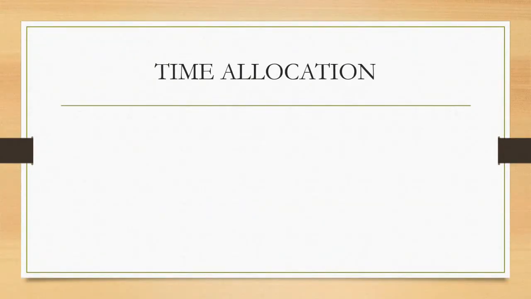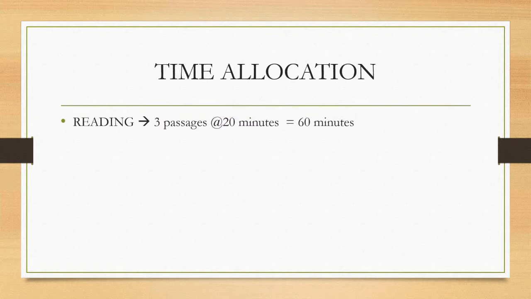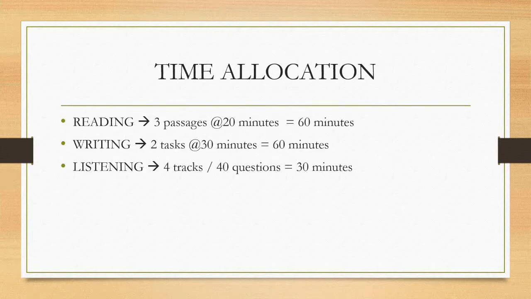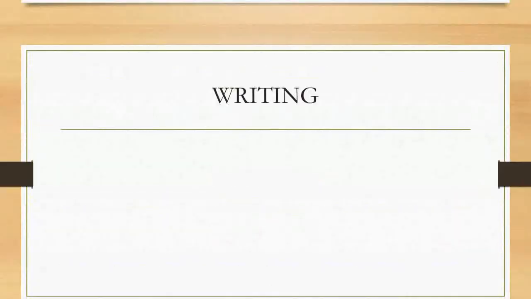Okay, let's see further about the time allocation. How long do you need to take the test? First, for reading, you will have three passages, 20 minutes for each passage, and 60 minutes altogether. For writing, you will have 60 minutes for two tasks. And for listening, you will have 30 minutes for four tracks. So altogether, you will have 1 hour 30 minutes for the written test, and separate time for the speaking test, which lasts for 10 to 15 minutes.